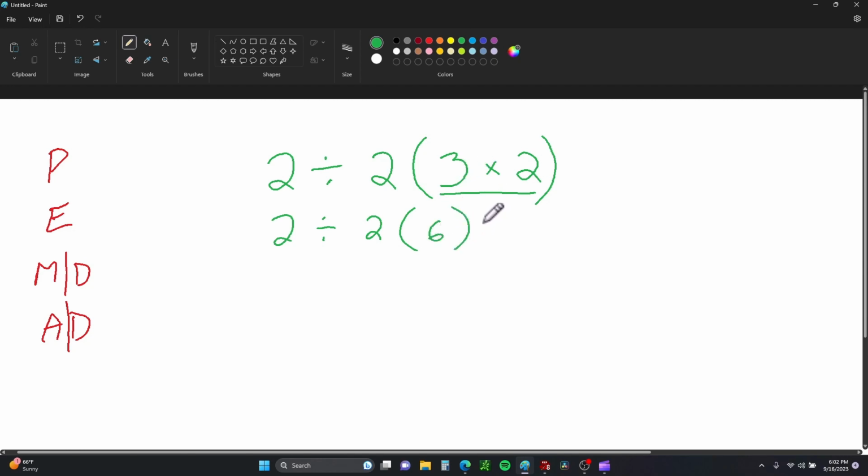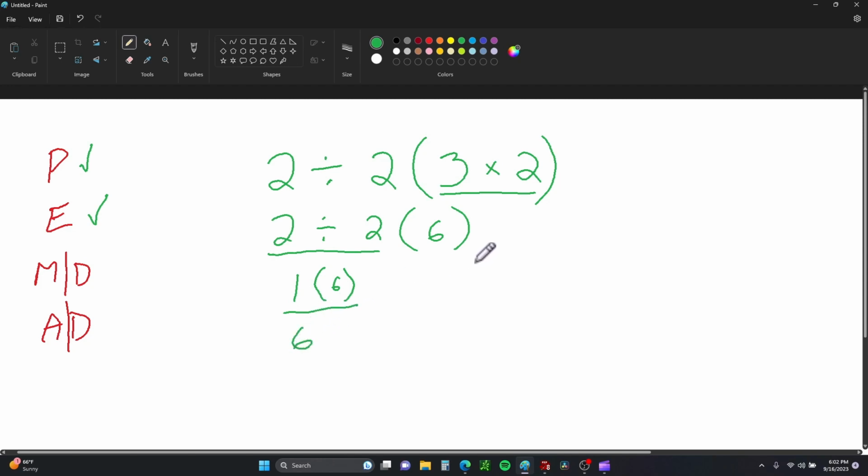Now here's the problem. I'm done with parentheses. I don't have exponents, but now I'm up to multiplication and division. Well, I have both multiplication and division, so you're taught in school to go left to right. If I do that, I would get 2 divided by 2 is 1. I would bring down the times 6. I would then multiply, and this would be a 6.